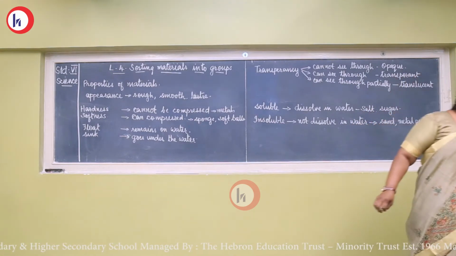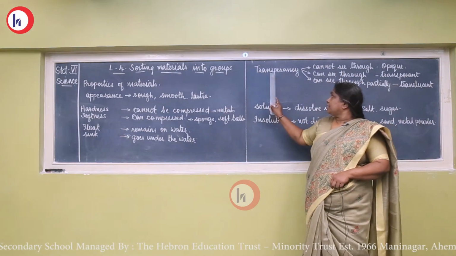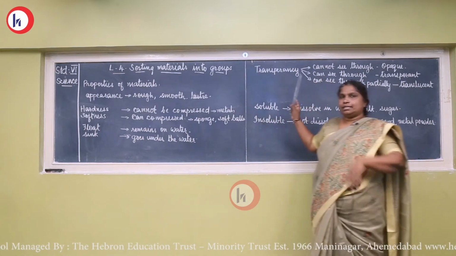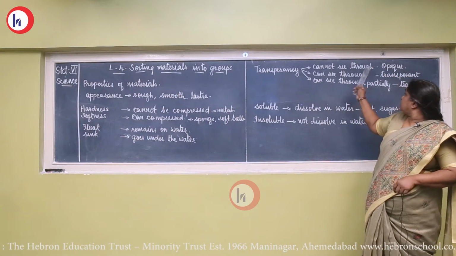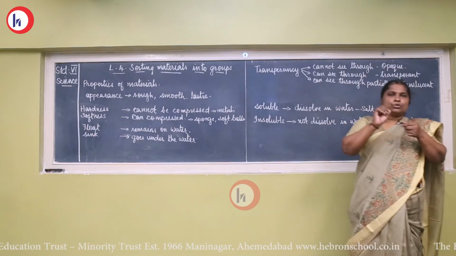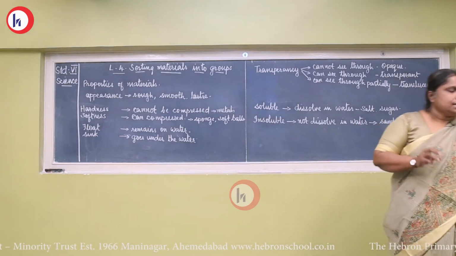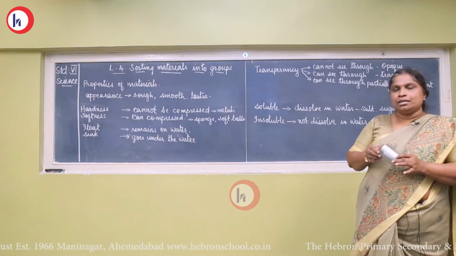This property is sink. Next property of material is transparency. There are three parts for transparency. First one is cannot see through it. The objects which we cannot see through, that means the light is not passing through them. Such types of objects are called opaque objects.